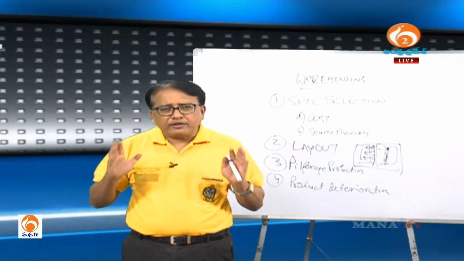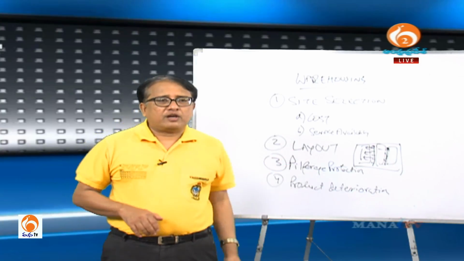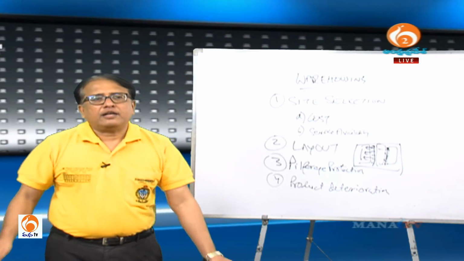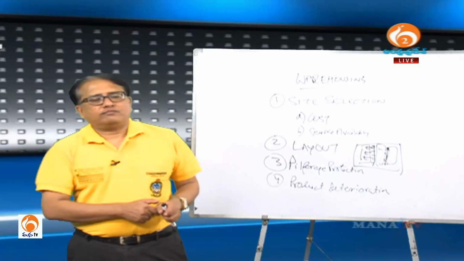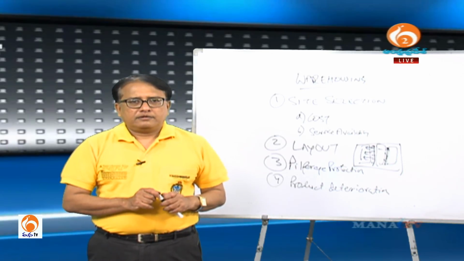So, there are different reasons why a product that's stored in a warehouse deteriorates: non-maintenance of the warehouse, non-compatibility of the products stored in the same facility. You cannot store two products which are not compatible with each other. That means a particular product may cause damage to the other product. They are not compatible with each other, right.